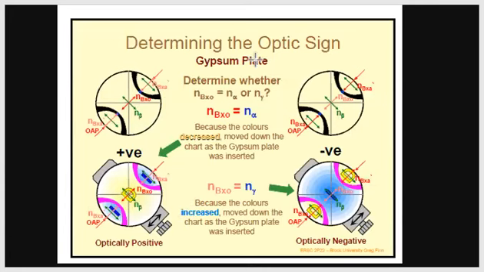If you are using a gypsum plate, remember this is the way you are supposed to orient it. When you insert the gypsum plate, this is the slow ray vibration direction of the gypsum plate, and if a decrease is happening, you can say that BXO is characterized by the fast ray. Fast ray is nothing but N alpha, so BXO is going to be N alpha. That is why it's going to be positive. If addition happens, BXO is going to be N gamma, the slow ray. Slow mates with slow, that is why blue comes over here and yellow is on the outside of the hyperbola. That's going to be negative.